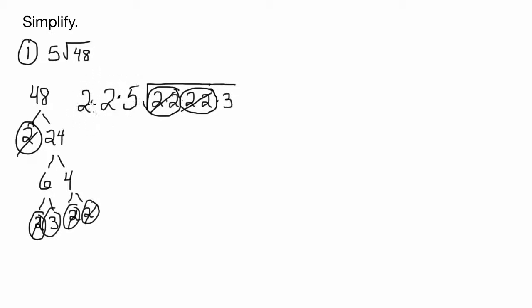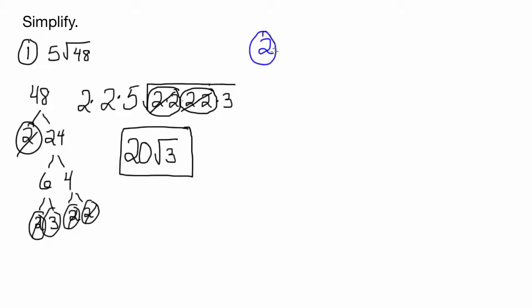It's that simple. So 2 times 2 is 4, times 5 is going to be 20. And then the 3 isn't paired with anything, so it has to hang out underneath the radical symbol by itself. So our answer is simply 20 root 3. Perfect. All right, let's try one more just to make sure we really get it.